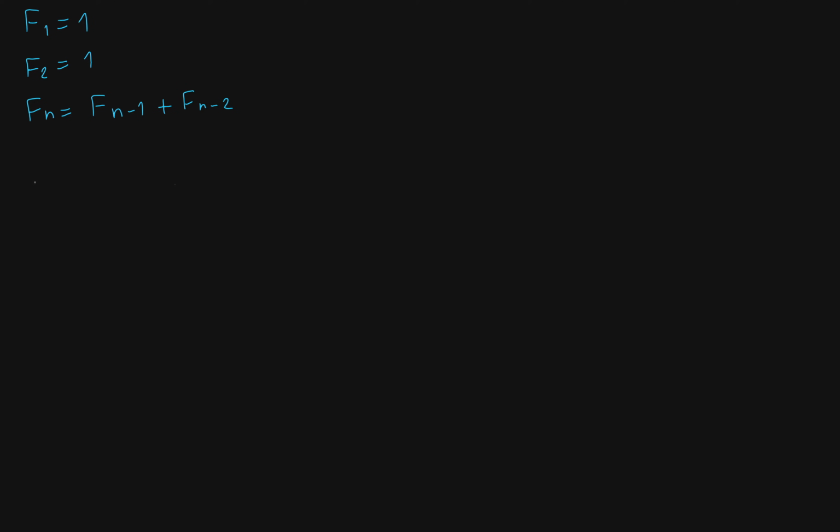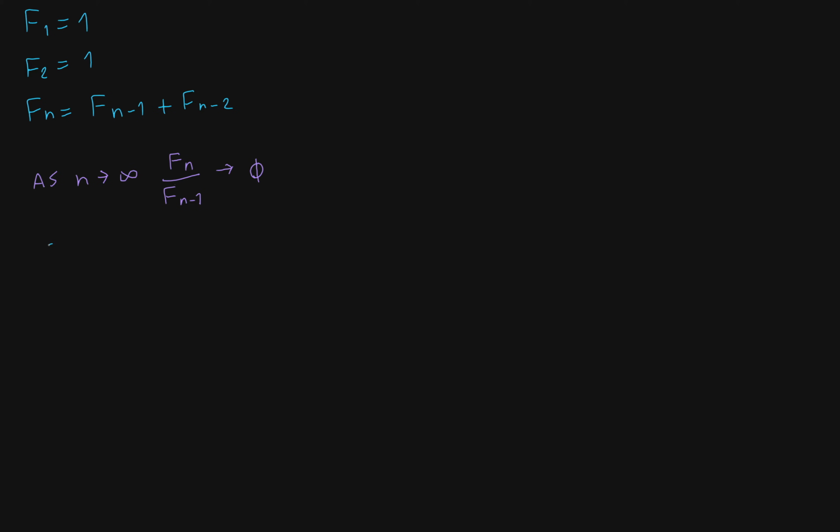If we check the ratio of each term, what we can see is that as n approaches infinity, F of n over F of n minus 1 seems to approach the golden ratio, namely 1 plus root 5 all over 2. So let's check this.